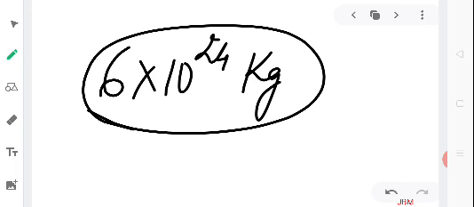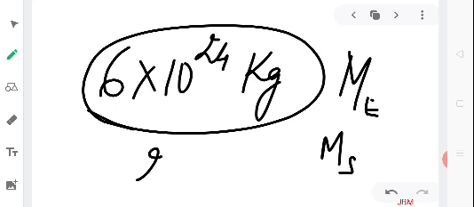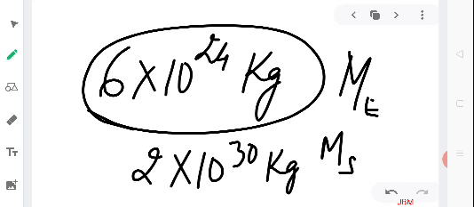the force of attraction. Earth is able to experience the gravitational force of attraction of the Sun, because the Sun is much heavier than Earth. Do you know what is the mass of the Sun? Mass of the Sun is 2 into 10 to the power 30 kg. So in these cases we are able to experience the gravitational force of attraction.